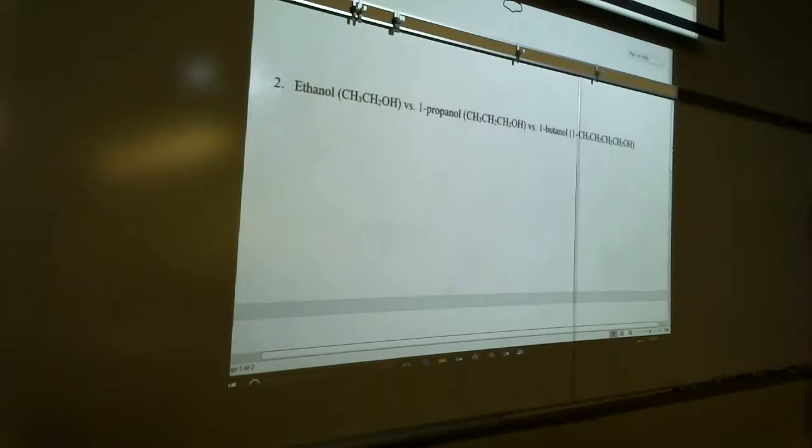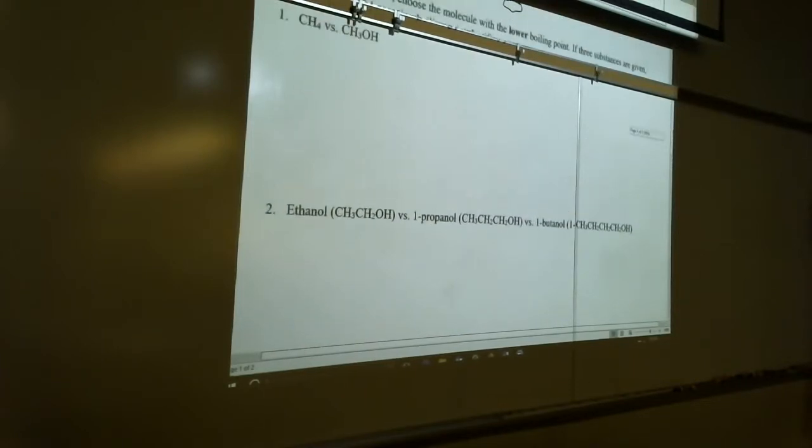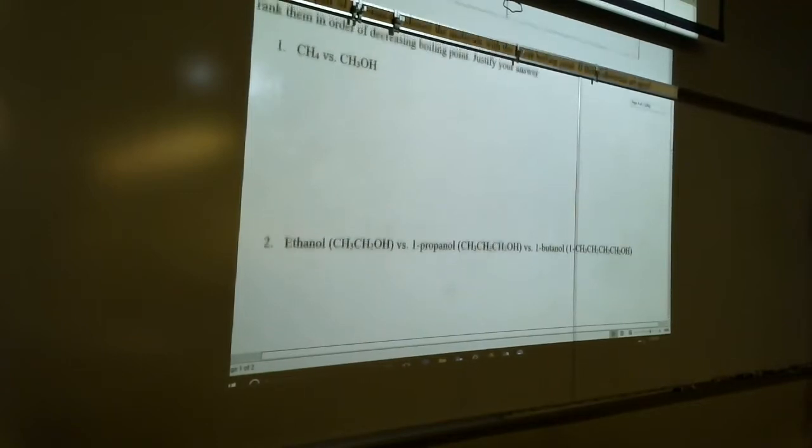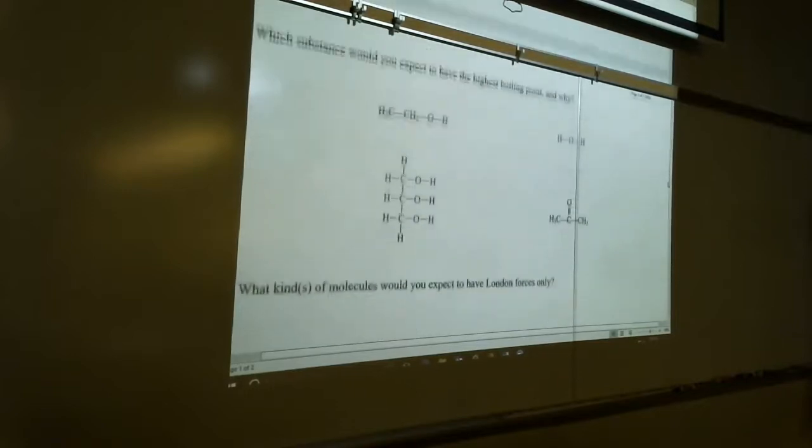Here's the next set. I said for each pair, pick the one with the lowest boiling point, and then if there are 3 substances, like in number 2, rank them in order of decreasing boiling point, and then give a justification for your answer. So again, if you're watching this online, hit pause, give it a try on your own. When you're ready to see the answers, you can resume, or you can go directly to the course website and download the PDF and try it that way. So that's the second section.